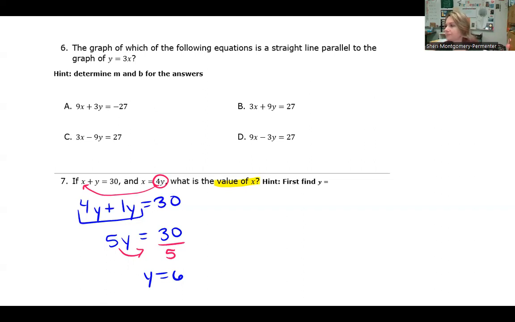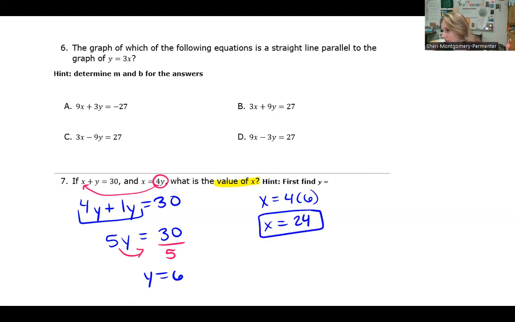Now what do I do? I'm going to plug that 6 in, and it doesn't really matter which equation I plug it into. This time I'll plug it into the second one. It says x is equal to 4y, so x is equal to 4 times 6. What is 4 times 6? 24.